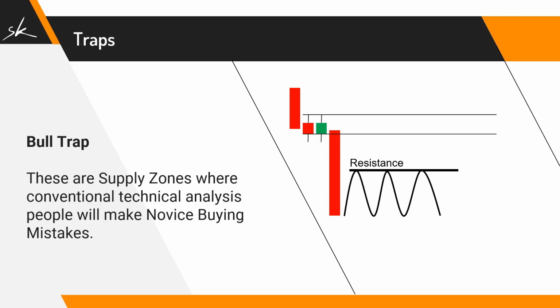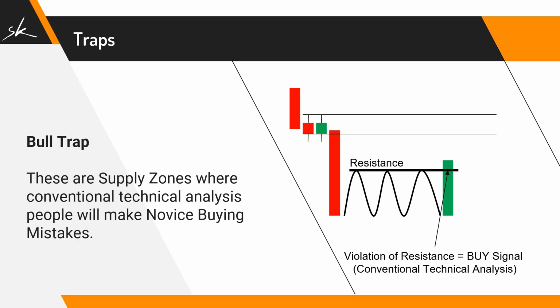In conventional technical analysis, price closing above an area of resistance is considered as a buy signal. Therefore, people who start buying at the violation of resistance are making two key novice mistakes: 1. Buying after a rally in price, and 2. Buying in an area where chart has proven to us that in history, supply exceeded demand.